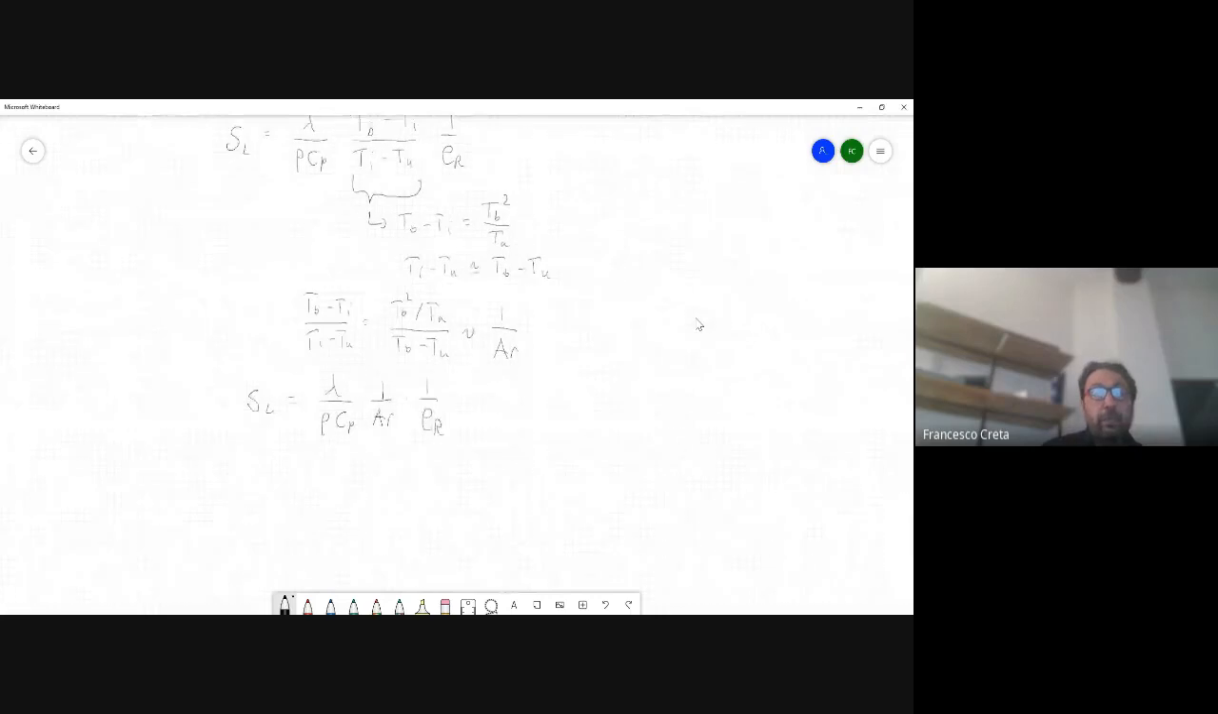Well, first of all, let me just write down that LR, we just found out that it's LD times 1 over the Arrhenius number, right? And so if you use this expression, SL will be equal to lambda over rho Cp, which we call the thermal diffusivity, and then 1 over the Arrhenius number, which cancels out because we can write LR as the Arrhenius over LD, okay?